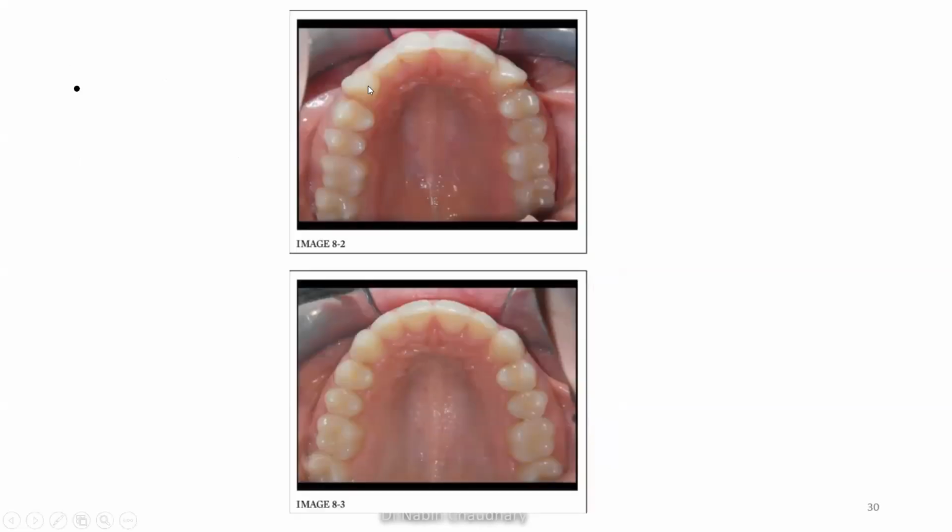So in this case, the canine is mesiopalatally rotated. So when the attachment is placed on the distobuccal side of the canine, it will help us to derotate the canine.